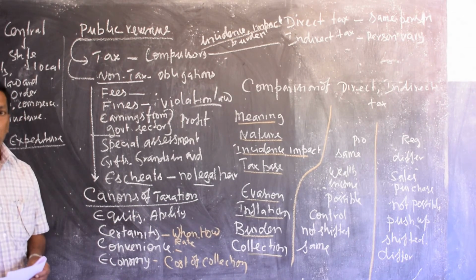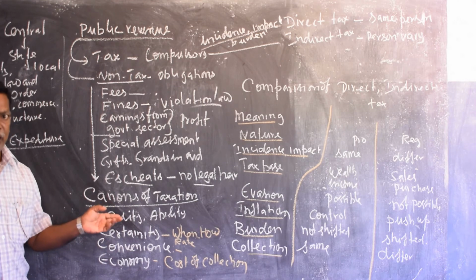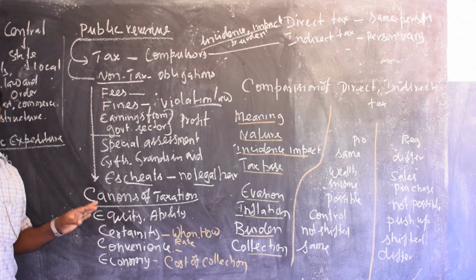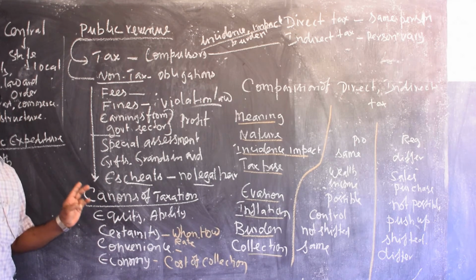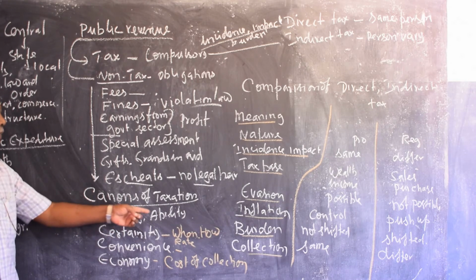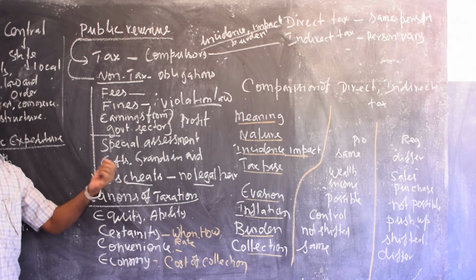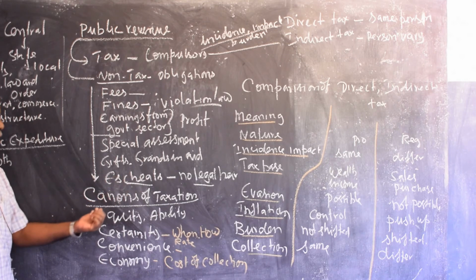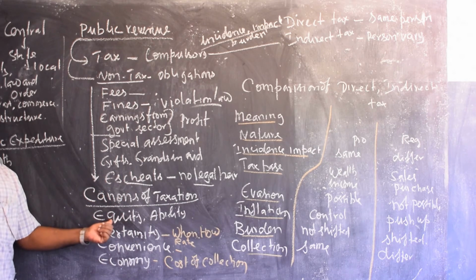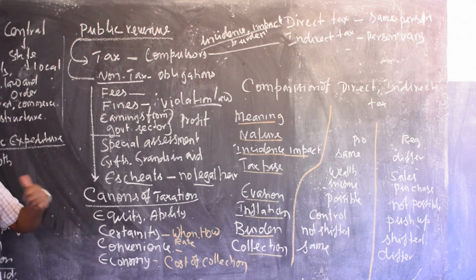Everybody has to contribute in paying tax. Whether rich or poor, they have to contribute in paying the tax. It's a compulsory payment. But in contributing, the persons contribute according to their ability. The rich contribute more and the poor contribute less. So it satisfies both. So that is canon of equity, and next canon of certainty.